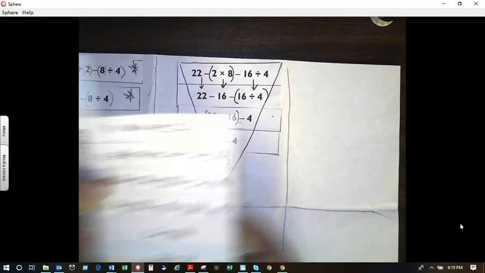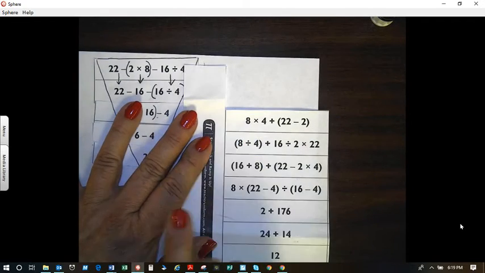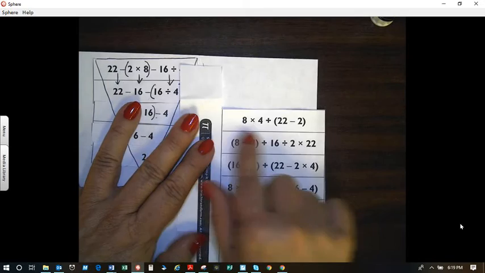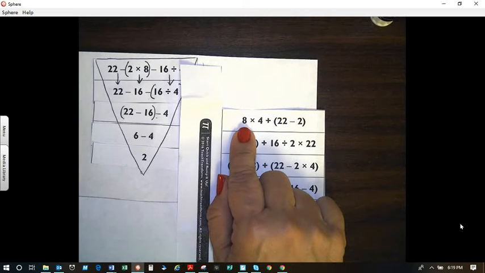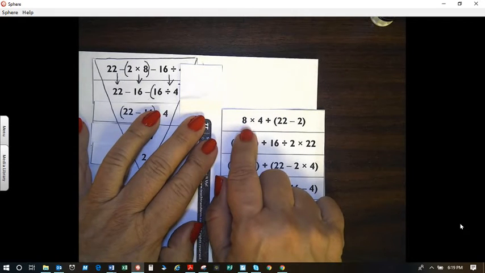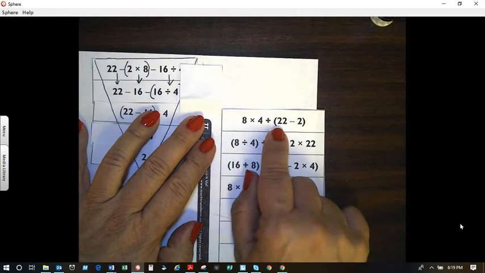Okay, let's get this sheet out here. And we're going to go to the next square. Yours is purple. I had to do white, so don't worry about that. And some of you in first period have the white as well. So I have 8 times 4 plus 22 minus 2.